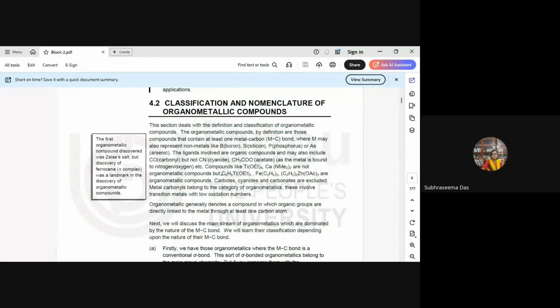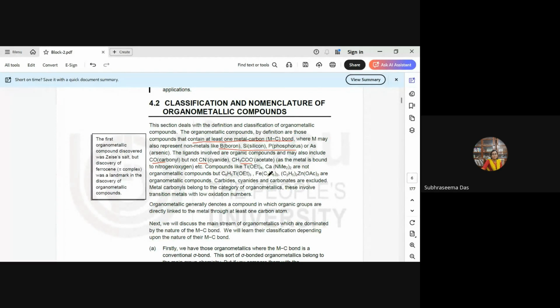So how do we define an organometallic compound? In a simple definition, they are defined as those compounds which contain at least one metal to carbon bond. The metal may include non-metals like boron, silicon, phosphorus or arsenic, and the ligands are organic compounds, but they can also be like CO, which is carbonyl, cyanide, acetate, and such types of ligands. So basically when we have a metal to carbon bond, then we call it an organometallic compound.